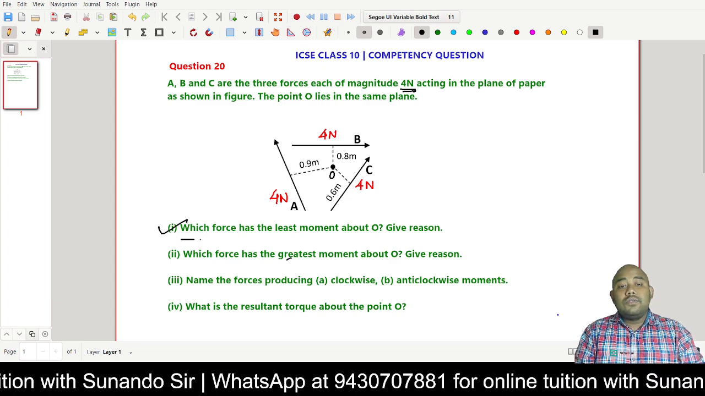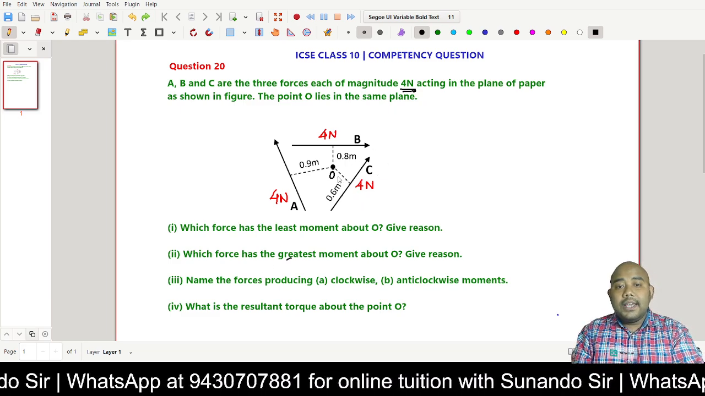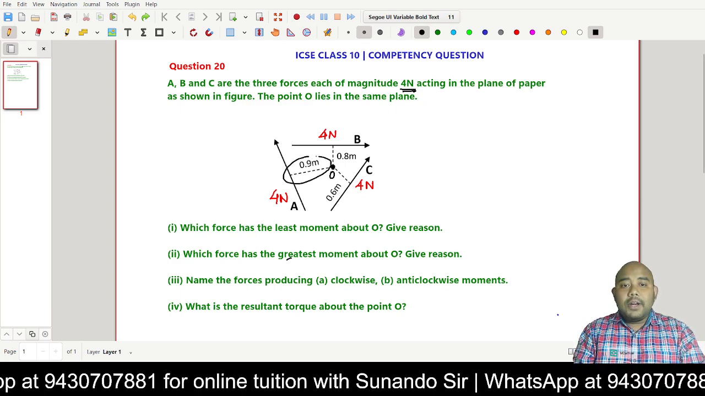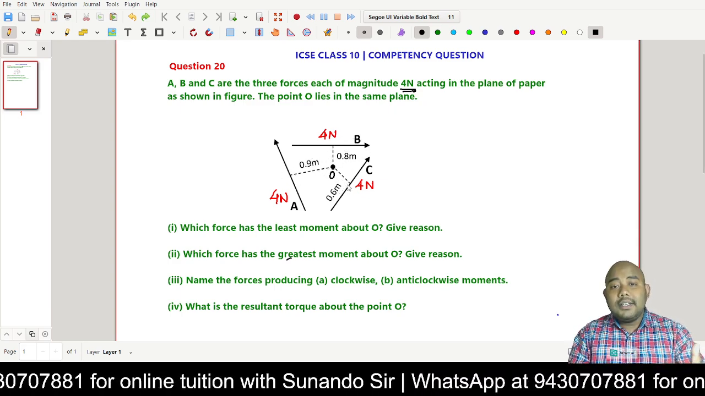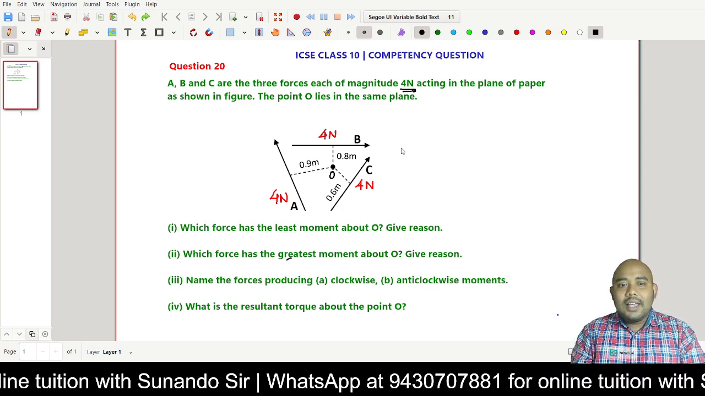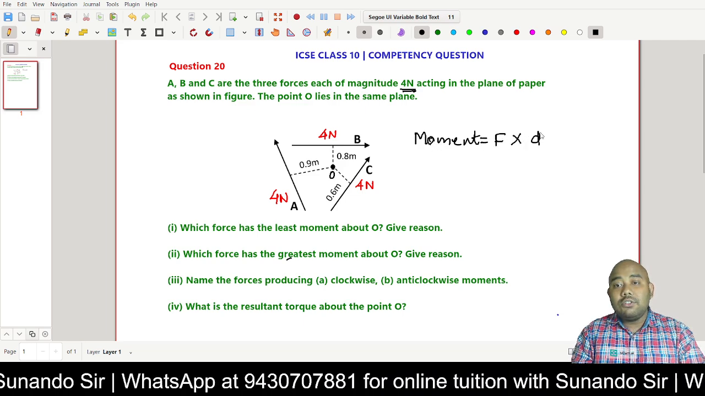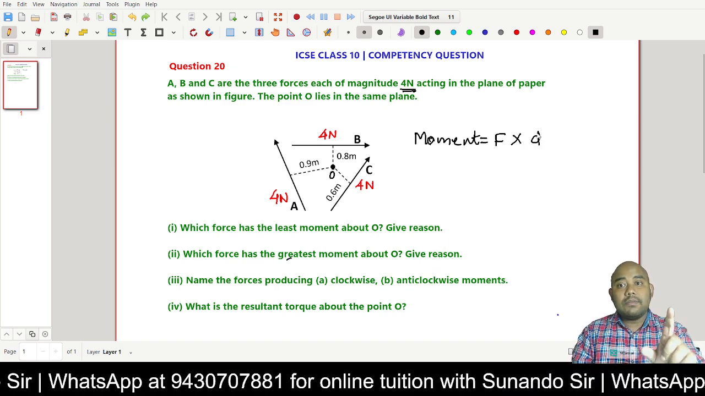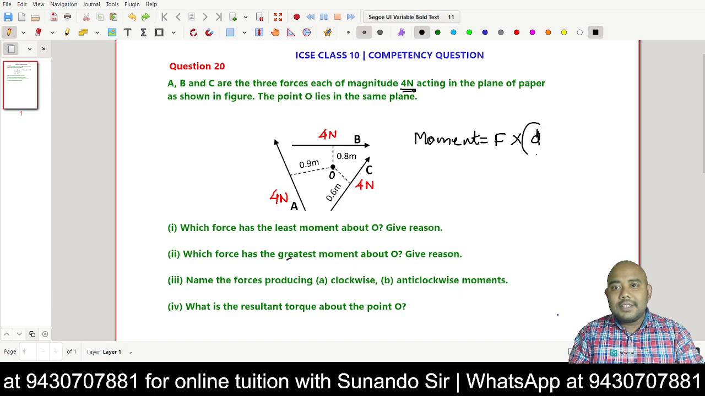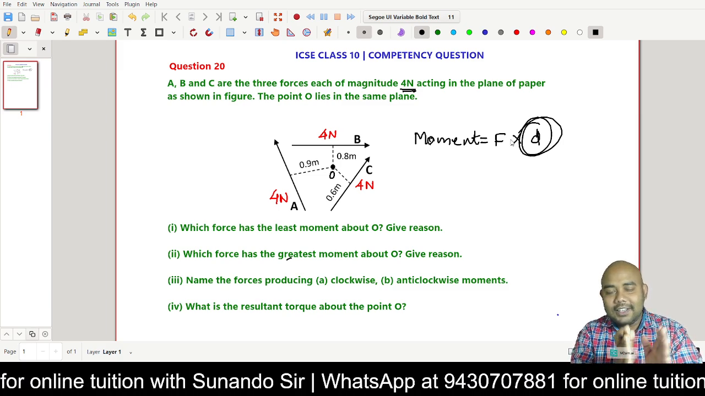Now, the first question is, which force has the least moment about point O? So you see this force C lies at only 0.6 meter distance from the pivot. 0.9 and 0.8, these distances are bigger than 0.6. That means force C is closest to the pivot. And we know that moment depends on two factors. It depends on the magnitude of force and also the distance of the force from the pivot. I hope you know this formula. The magnitude of force is the same in each of the cases, but this D, the distance of the force from the pivot, is different in different forces.